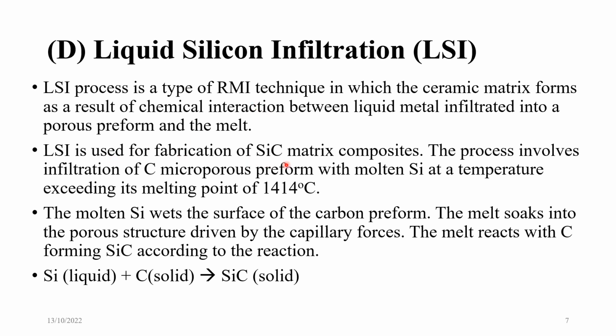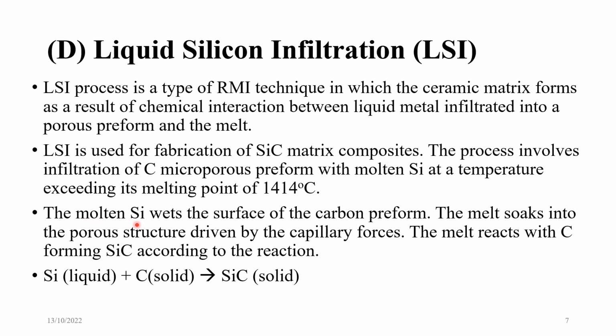LSI is used for fabrication of silicon carbide matrix composites. Obviously, it is understood silicon is there. Silicon carbide matrix can be a classical example, or silicon nitride matrix. The process involves infiltration of carbon microporous preform with molten silicon at a temperature exceeding its melting point of 1414 degrees Celsius.